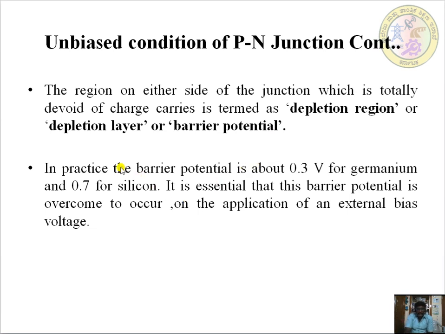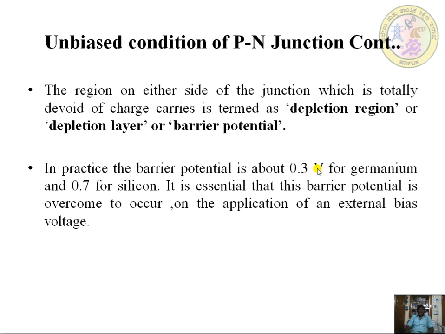Okay, next, in practice the barrier potential is about 0.3 volt for germanium and 0.7 for silicon. So it is a standard thing that has been mentioned. Always it will be 0.3 for germanium and 0.7 for silicon, and it is essential that this barrier potential is overcome on the application of external bias voltage.